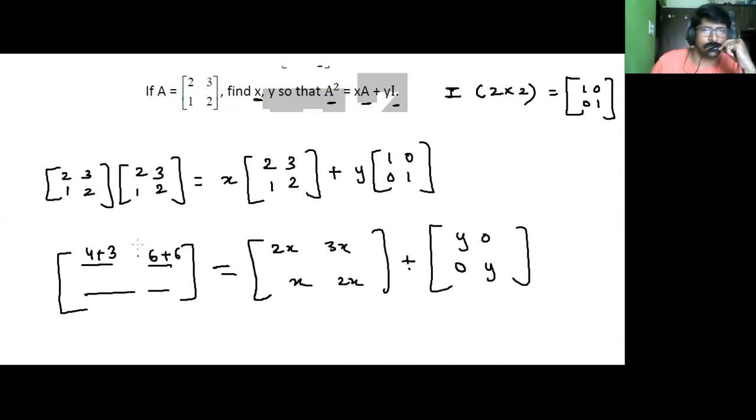Okay. Now, what's the next part? Well, the next part is first row and a second column. Okay, I'm so sorry. This is second row and first column. So second row and first column. 2 1s are 2 plus 2 1s are 2. What about this? Second row and second column. 3 1s are 3 and 2 2s are 4. I hope you understood this.